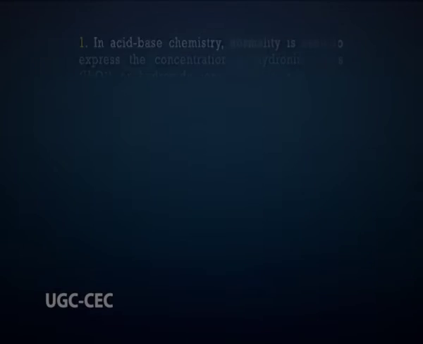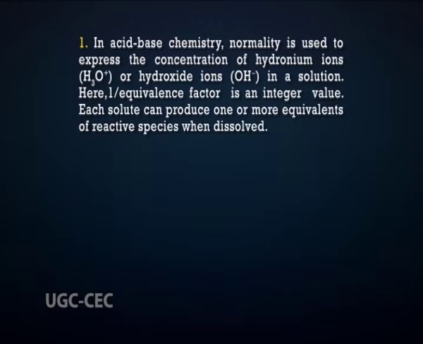There are 3 common areas where normality is used as a measure of reactive species in solution. Number 1. In acid-base chemistry, normality is used to express the concentration of hydronium ions or hydroxide ions in a solution. Here, 1 by equivalence factor is an integer value. Each solute can produce 1 or more equivalents of reacting species when dissolved.